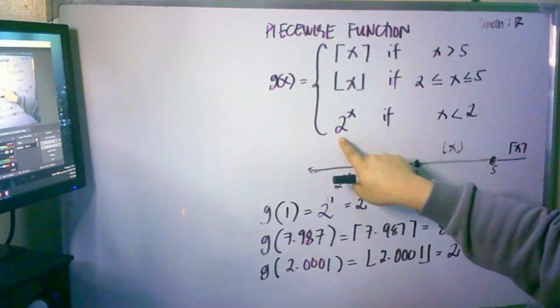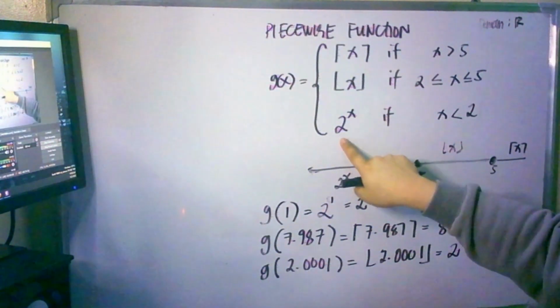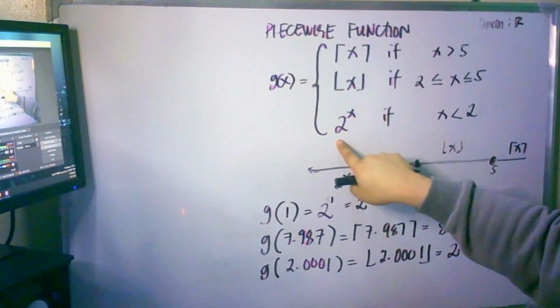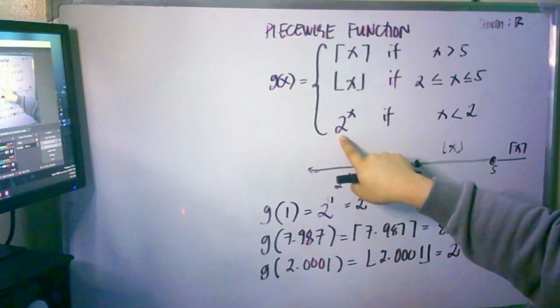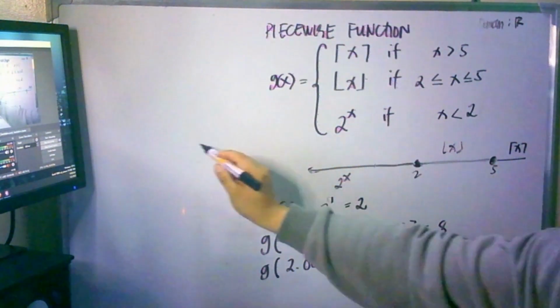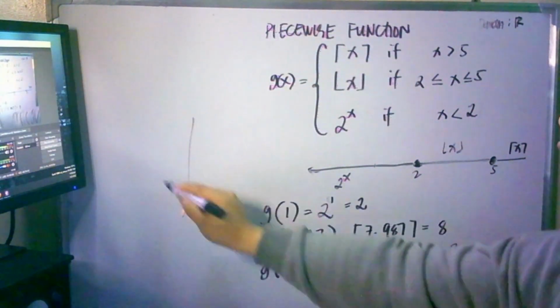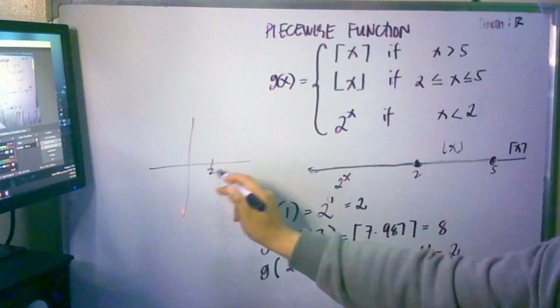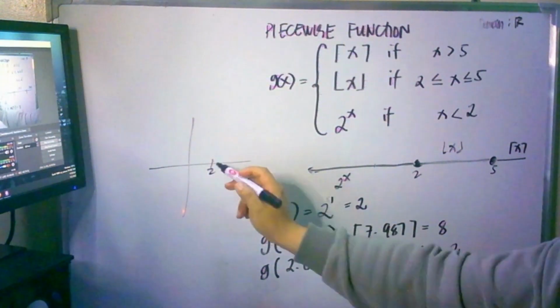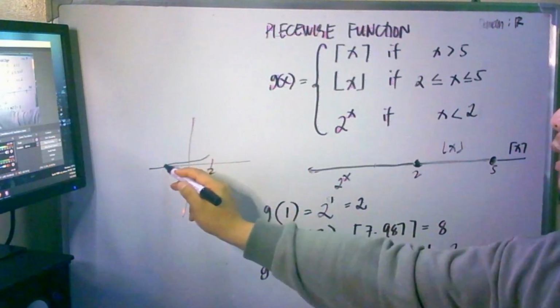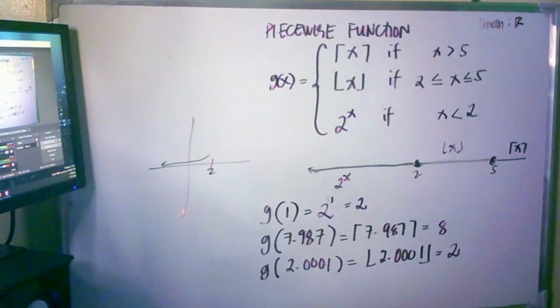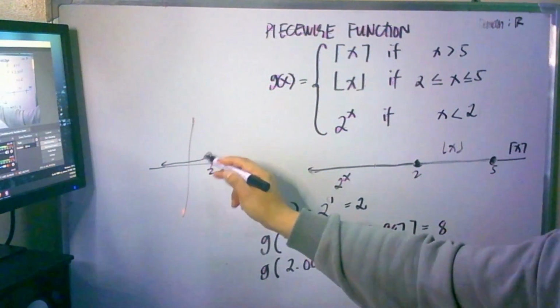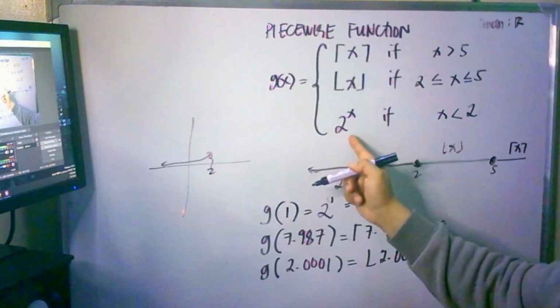Pero ang range pa lang ng ano, 'di ba? Ng nabasa. We need to graph this one. If you notice, 'di ba? Ano yung graph ng exponential function? But we only have to start from 2. Yan. Diba? Yan yung ating graph ng exponential function dito.